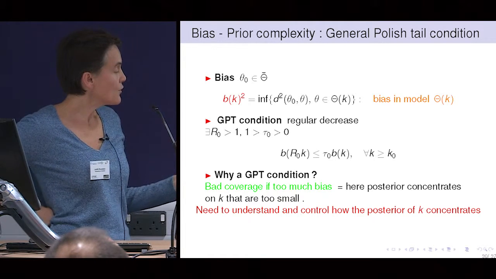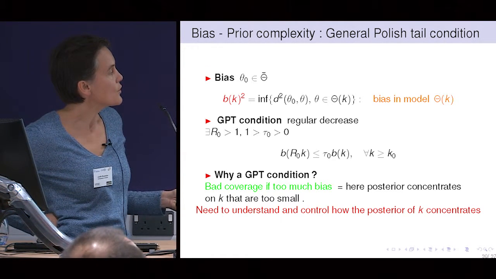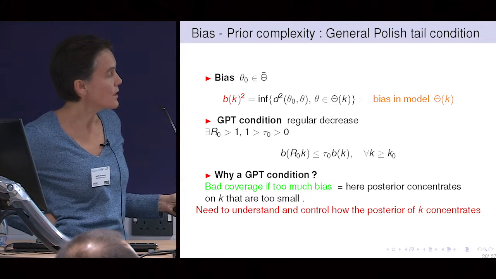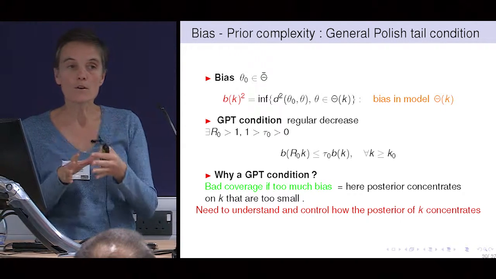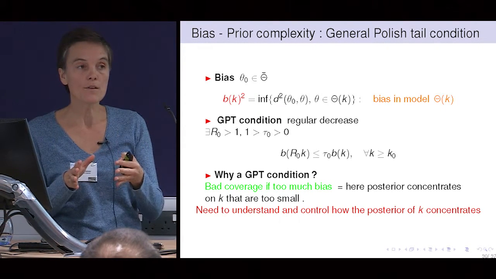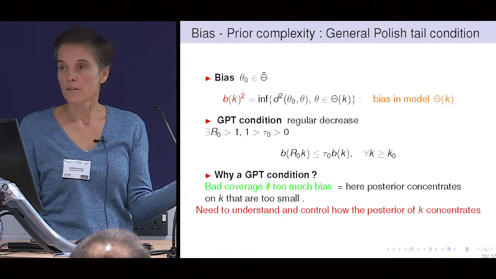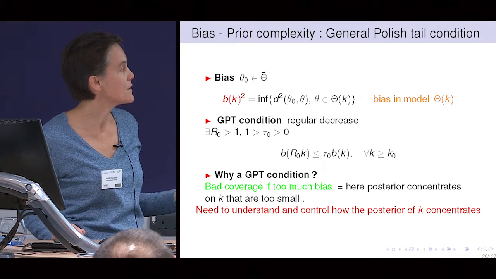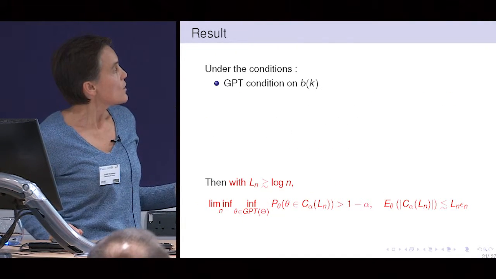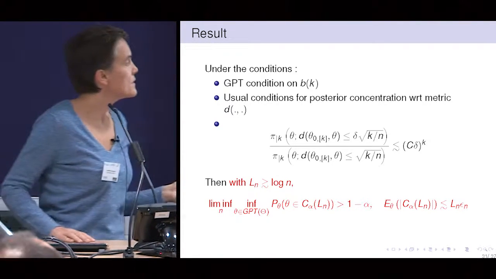And this is a key thing to understand what's going on. Because under this generalized polished tail condition, the posterior distribution on k is going to concentrate on the value of k for which you have the equivalence, the trade-off between bias and variance, sorry. But it's different because it's not Gaussian. So how does it work first? And then I'm going to explain the general ideas behind that.